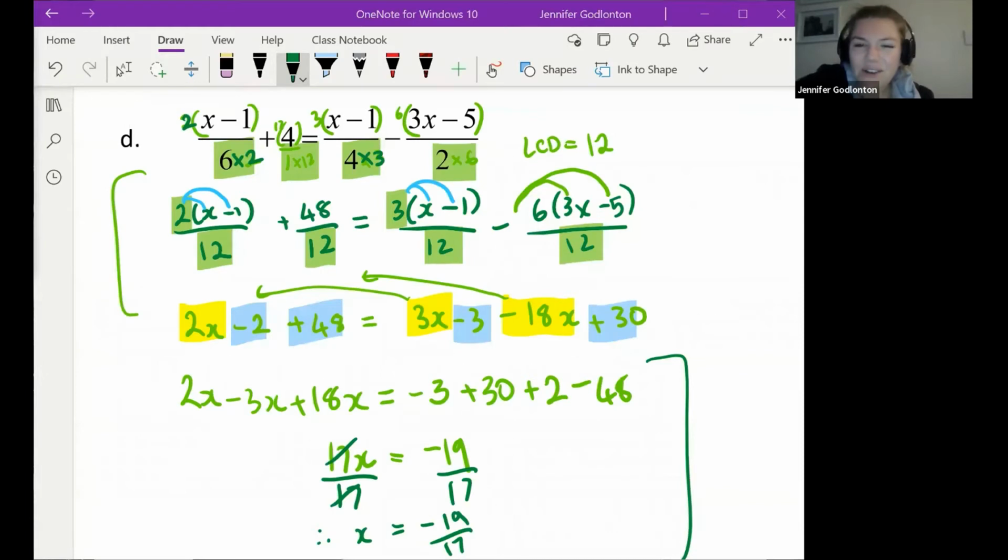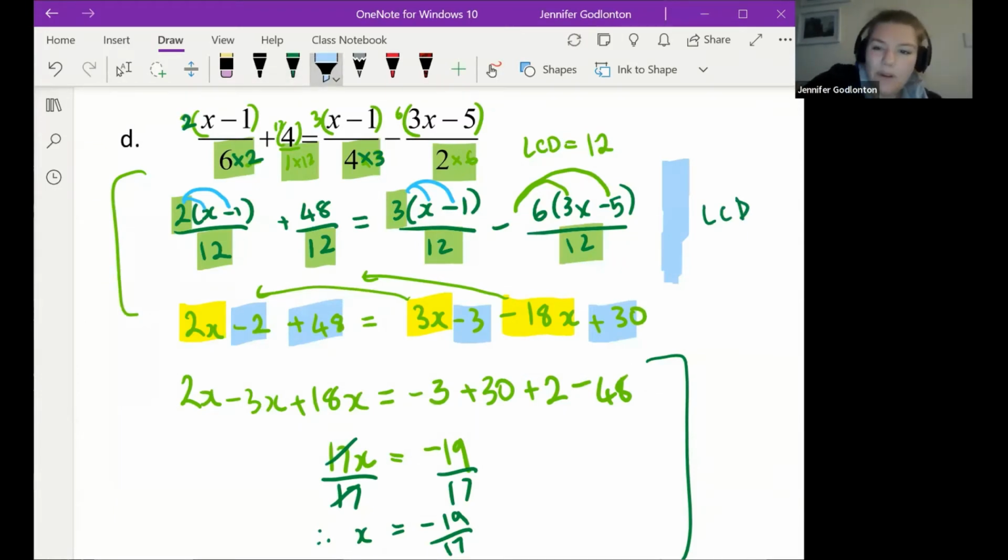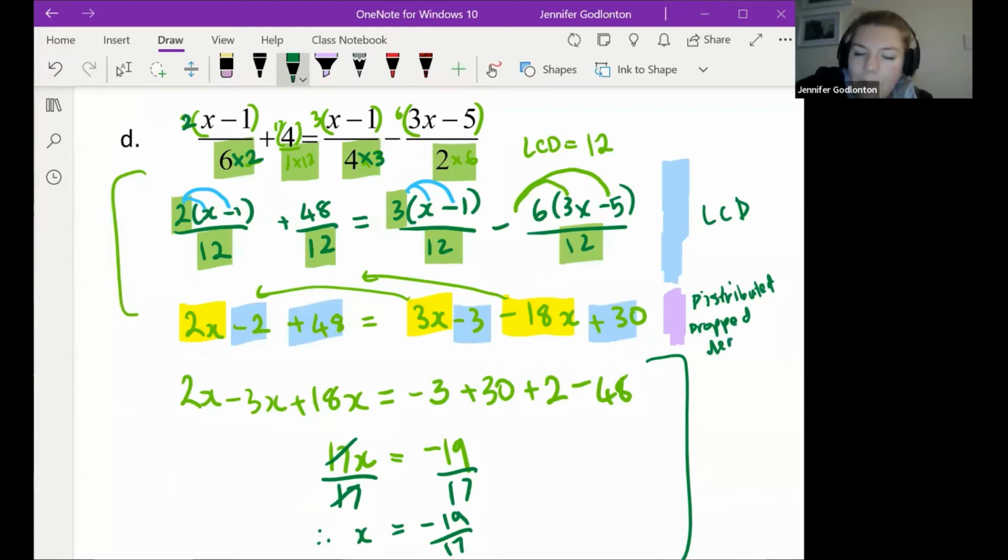Okay, guys, so that was great. So just to go over these steps, all we're trying to do in this first blue step is find our lowest common denominator. That's all we have to do. This little purple step, we dropped our denominator and we distributed. Then this step over here, we moved our variables to one side and our numbers to the other side. And then our final step, we just solved for x.